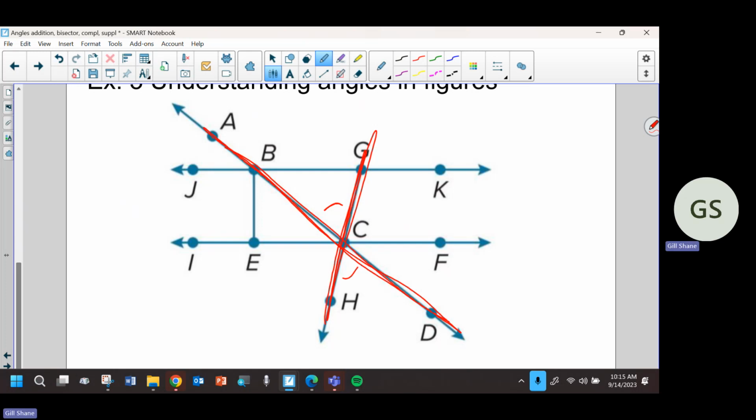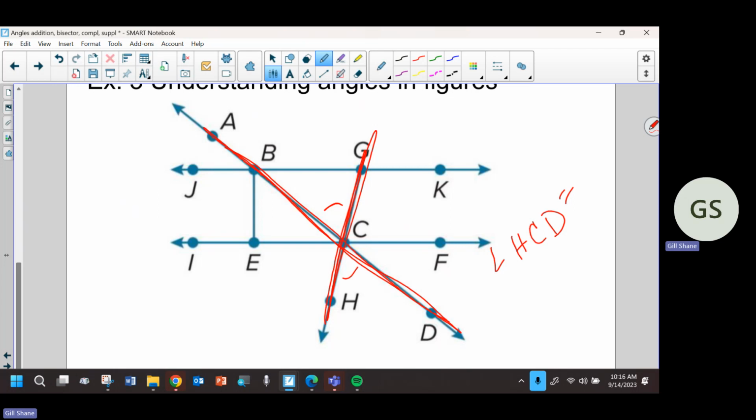Another one would be HCF. I'm going to draw in a few. So again, to name an angle, we would say HCD. The vertex has to be in the middle when we name it. And that one would be equal to what? What is that angle? I've already outlined them. So what angle is that equal to?